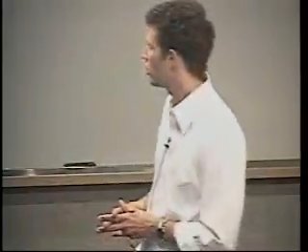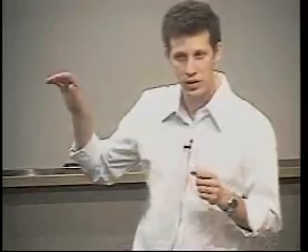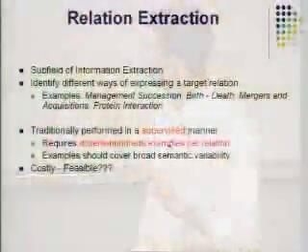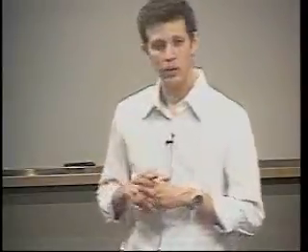So what is relation extraction? It's a subfield of information extraction where we want to identify the different ways in which a target relation is expressed in documents. For example, we're looking for mergers and acquisitions. We would like to find pairs of companies where one acquires the other, protein interactions, management succession. There are many relations. Traditionally, it's performed in a supervised way, and we need dozens, probably hundreds of examples in order to train a classifier.